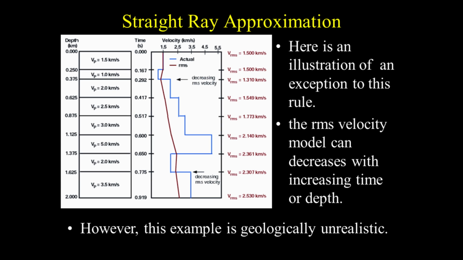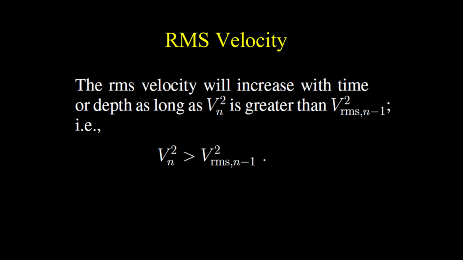Here is an illustration of an exception to this rule. We can see that the example in this figure is geologically unrealistic, except in some deep waters with an unconsolidated sea bottom. For example, the model in this figure assumes that the velocity decreases just below the seafloor to a velocity smaller than the velocity of water. The RMS velocity will increase with time or depth as long as the velocity at the layer in question is greater than the RMS velocity associated with the layer above it.